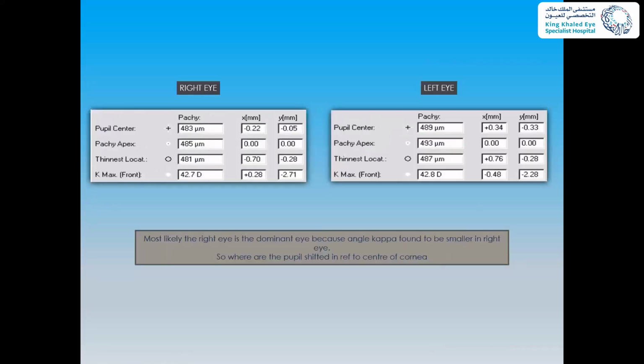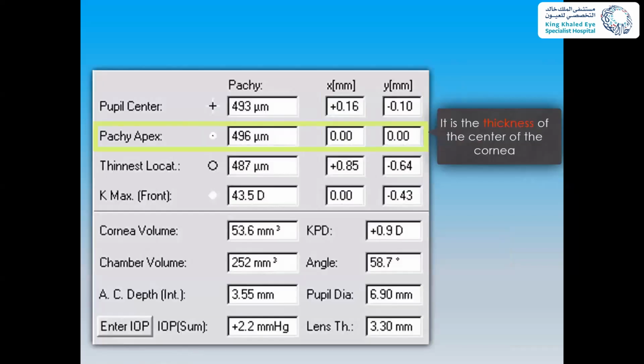Then obviously you have to compare. I mean, this is something you don't need to know. So back here at the apex, this tells you the apex of the cornea, the thickness is 496. And the reason it is 0 and 0 is because this is taken as a reference point. Okay, so this will always be 0.